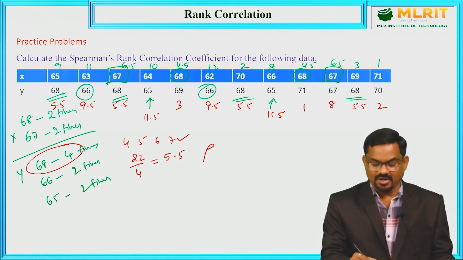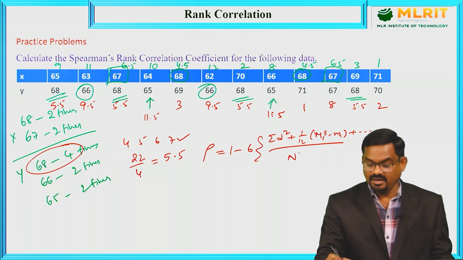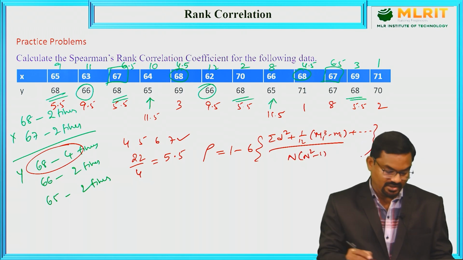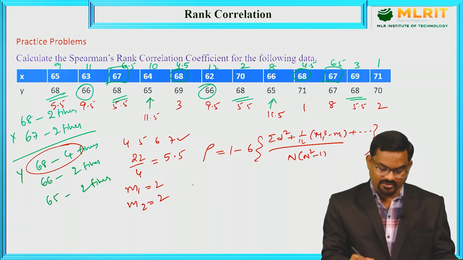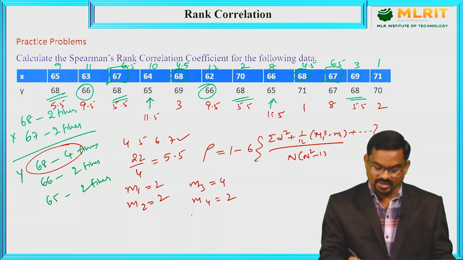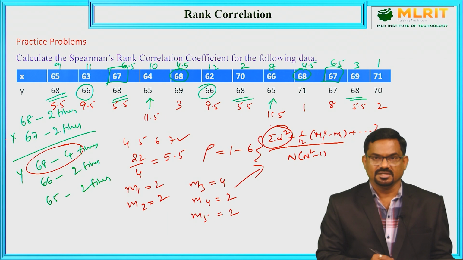Now use the formula to find the rank correlation coefficient. 1 minus 6 into sigma d square plus 1 by 12 into m1 cube minus m1 plus so on by n into n square minus 1. So here m1 in x value 68 is repeated 2 times. So m1 is 2, m2 67 is repeated 2 times, m3 68 4 times, m4 66 2 times, m5 65 2 times. So substitute all these values and find the sum of the squares of differences, and that gives the rank correlation coefficient.